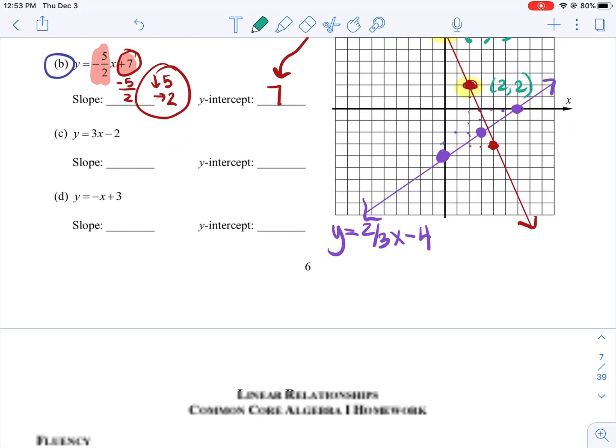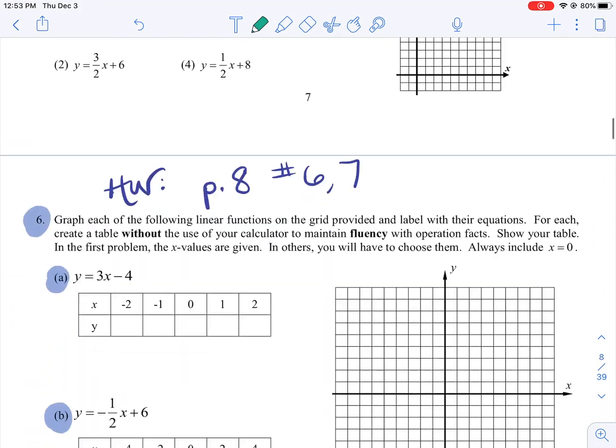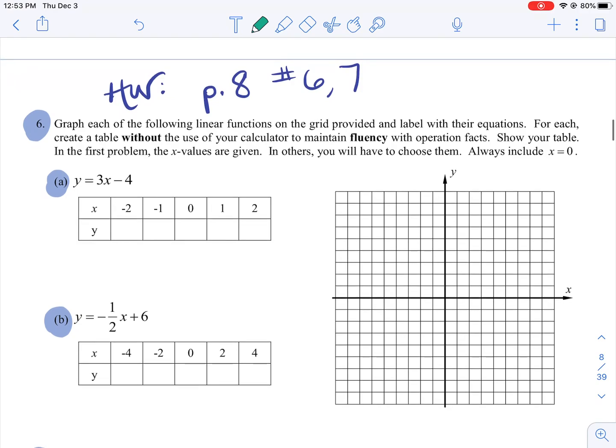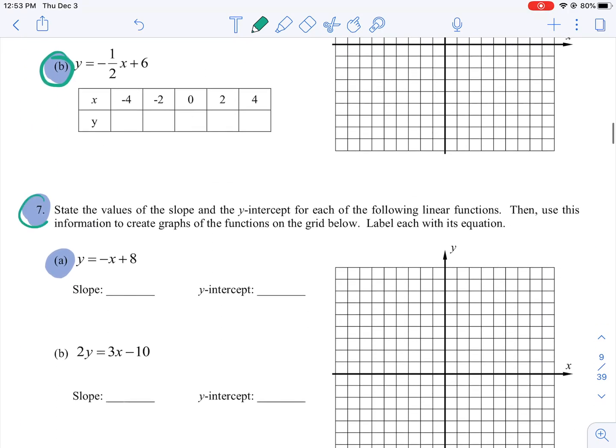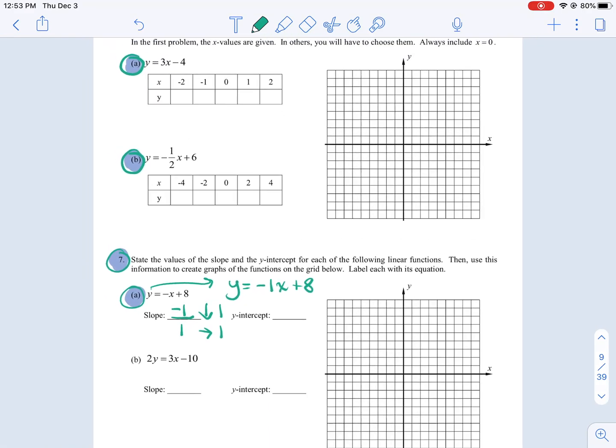All right, we're going to ask you guys to try very similar questions. So if you could go to page 8, we're going to have you do 6A and B, and then 7A. Okay, and just a hint with this one, y equals -1x plus 8. Our slope here is going to be -1 over 1. So we're going to go down 1 to the right 1. And we'll practice some more of these later.